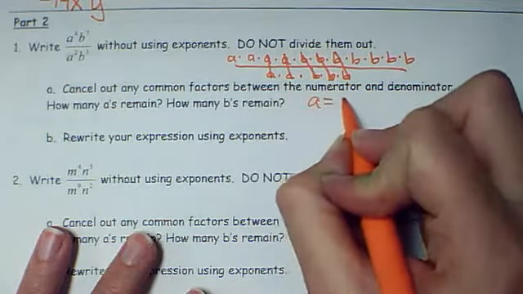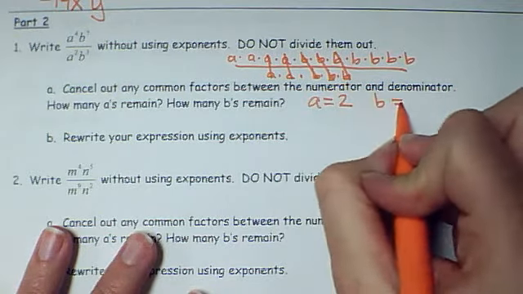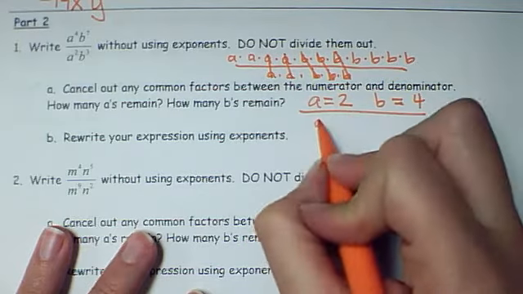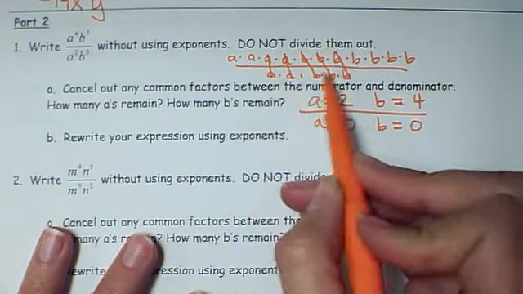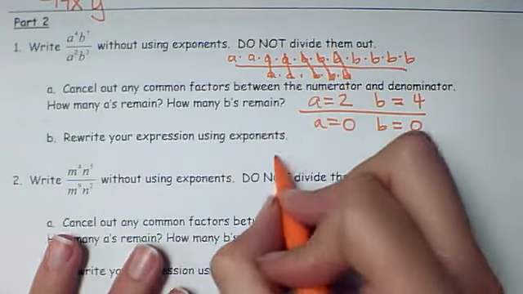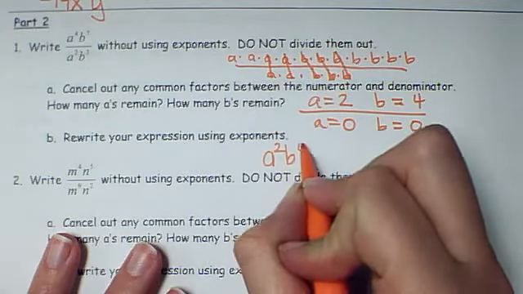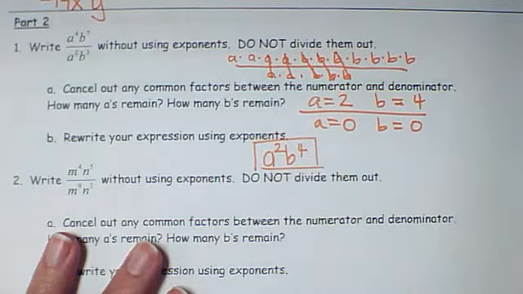How many a's remain on top? 2. How many b's remain on top? 4. How many a's remain on bottom? 0. How many b's remain on bottom? 0. Nothing remains on bottom. 2 a's, 4 b's. I could rewrite this as a squared b to the 4th. And that would be my final answer.